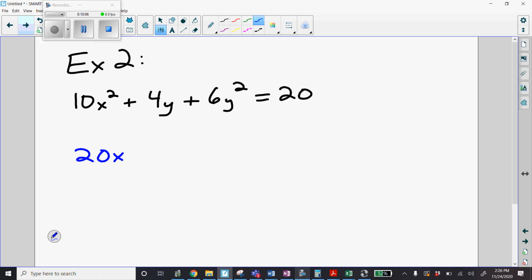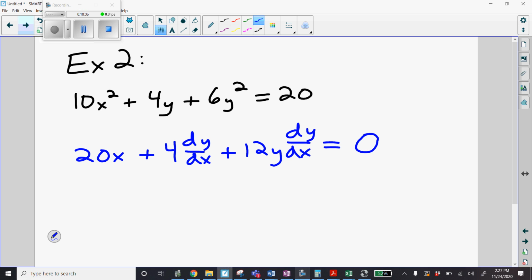The derivative of 4y is simply 4. But again, anytime I'm doing derivative of y, I need to tack on dy/dx. Plus the derivative of 6y squared, well, that's 12y. But again, I need to tack on dy/dx. And that equals the derivative of 20, which I know is a constant, so its derivative is 0. Okay.